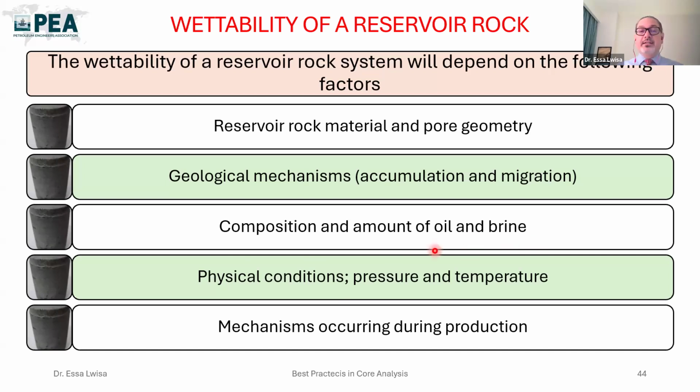Because in some types of brine, the interfacial tension will be low, and in some types of brine, interfacial tension will be high. Same as some types of oil, the interfacial tension between oil and brine will be higher by nature, or it will be lower, also by nature. Then physical conditions: pressure and temperature, especially reservoir temperature. And the last one is the mechanisms occurring during the production, for example, change in saturations, change in pressure, and change of composition of water.